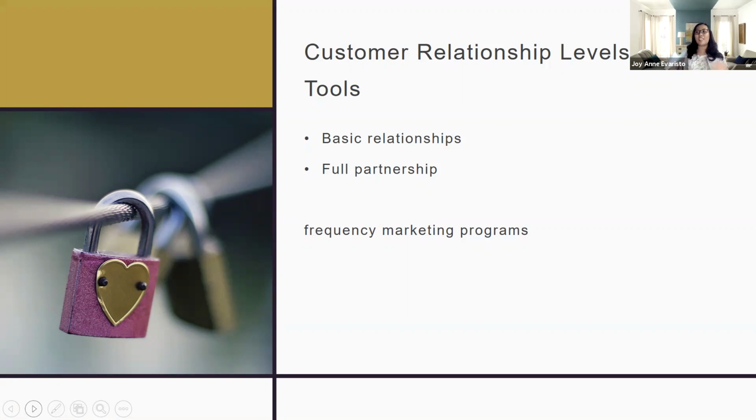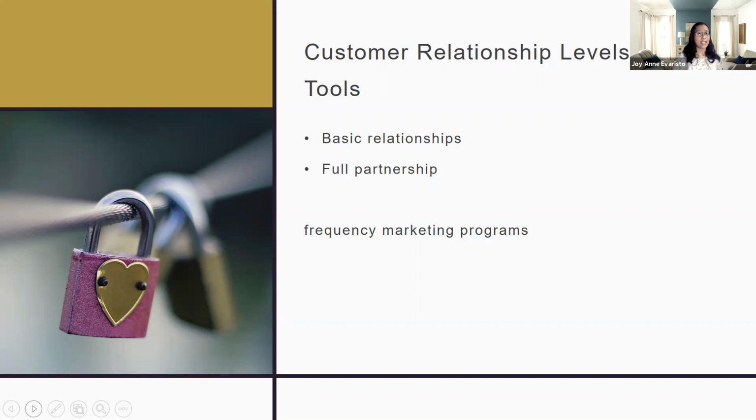Between these levels, there are also other levels of relationship. So you can consider these two things as opposite poles. And then between basic and full partnership, there are different levels. Most of the companies today are doing a lot of strategies to move from basic relationship towards a higher level of relationship, not necessarily full partnership.